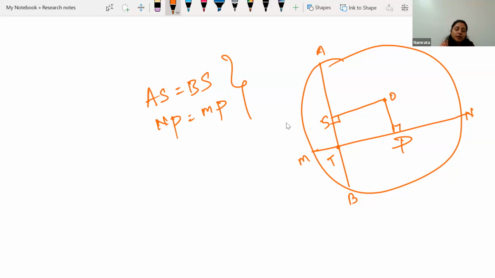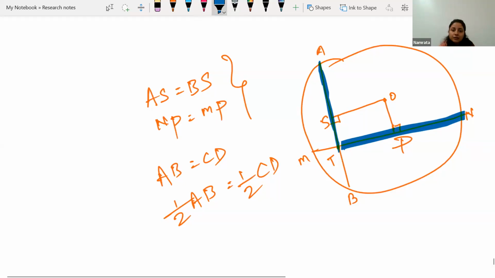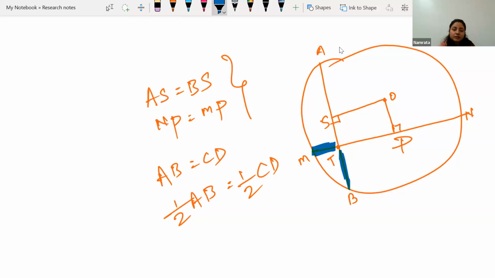Now the next step you have to understand is that AB and CD both are the same. That means half of AB and half of CD will be the same. Okay, now we have to prove the corresponding segments are the same. That means our focus is completely on proving this blue one and this blue one are the same length. Okay, and we have to prove that this smaller one and this smaller one are also the same length. This is what we wanted to prove over here.